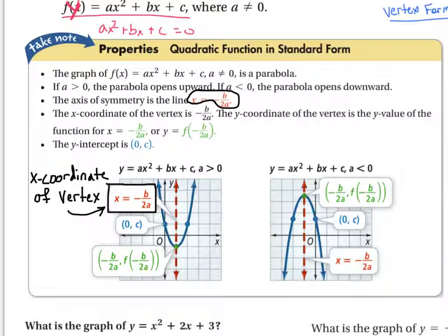That you need to know. The x coordinate of the vertex is negative b over 2a. Okay? Now, there is a nice thing to help you remember that.